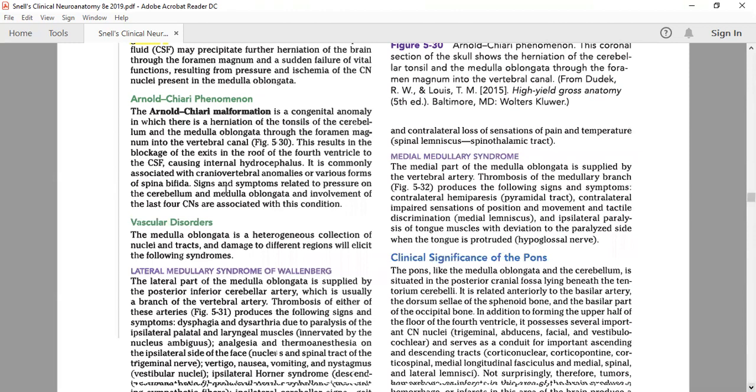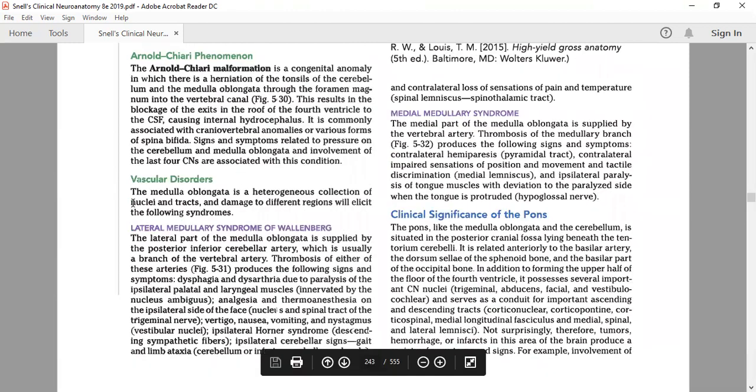Now, about vascular disorder of the medulla oblongata. The medulla oblongata is a heterogeneous collection of nuclei and tracts, and damage to different regions will elicit the following syndromes. First of all, lateral medullary syndrome of Wallenberg. The lateral part of the medulla oblongata is supplied by the posterior inferior cerebellar artery, PICA, which is usually a branch of the vertebral artery. So PICA is a branch of the vertebral artery and it supplies the lateral part of the medulla oblongata.